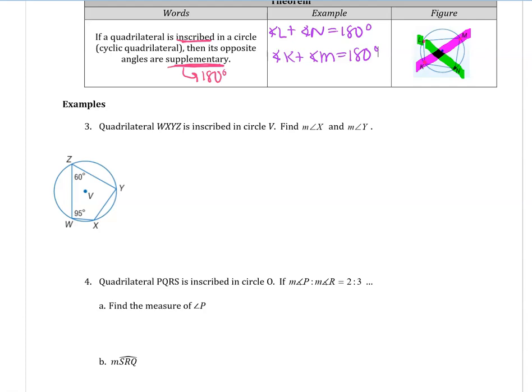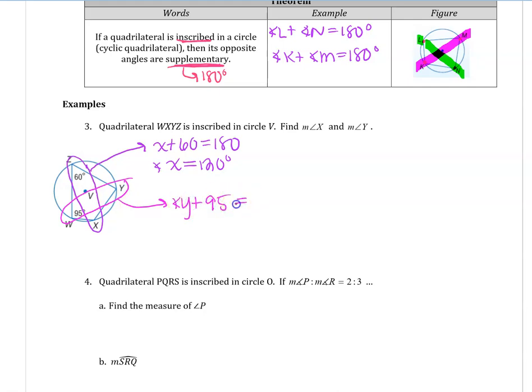Quadrilateral WXYZ is inscribed in circle V. Find the measure of angle X and the measure of angle Y. Using what I know about cyclic quads, the opposite angles are supplementary. So X plus 60 equals 180, so angle X must then be 120 degrees. Then lastly, angle Y plus 95 equals 180, so angle Y must be 85 degrees, and it's as simple as that.